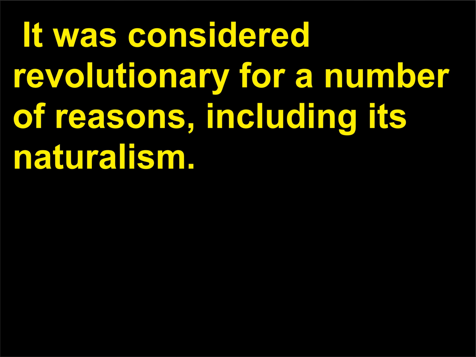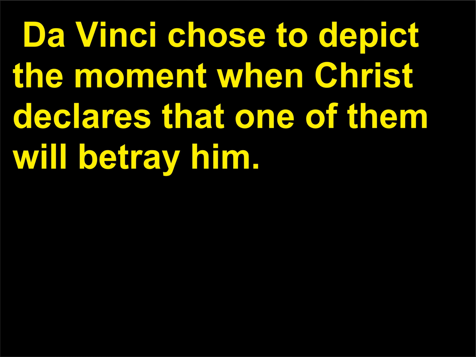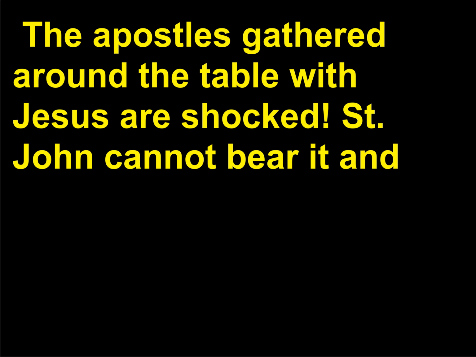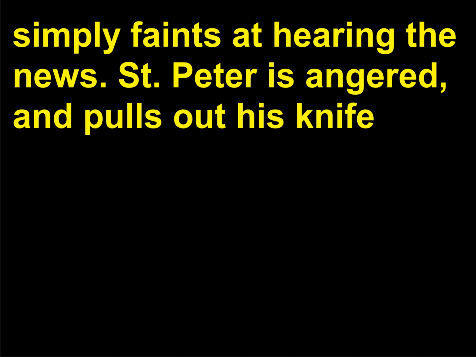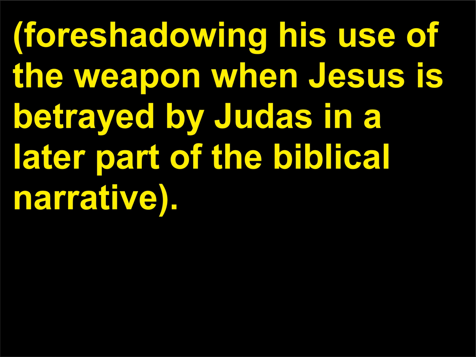It was considered revolutionary for a number of reasons, including its naturalism. Da Vinci chose to depict the moment when Christ declares that one of them will betray him. The apostles gathered around the table with Jesus are shocked. Saint John cannot bear it and simply faints at hearing the news. Saint Peter is angered and pulls out his knife, foreshadowing his use of the weapon when Jesus is betrayed by Judas in a later part of the biblical narrative.